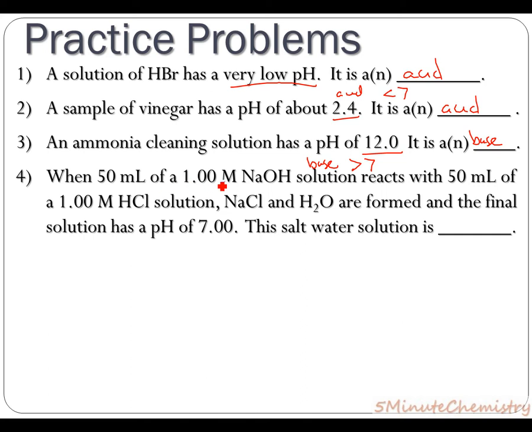When 50 mL of a 1 molar NaOH solution reacts with 50 mL of a 1 molar HCl solution, NaCl and H2O are formed, and the final solution has a pH of 7. This saltwater solution, again, with a pH equal to 7, is what we call a neutral pH.